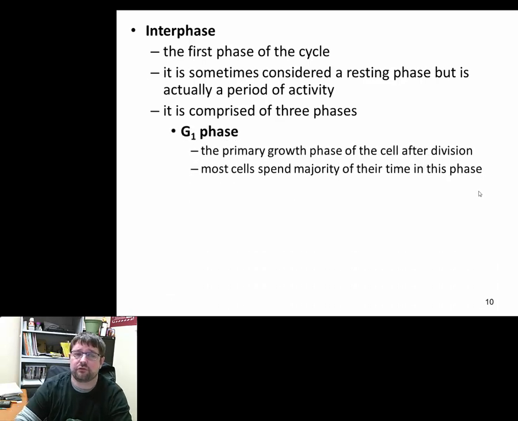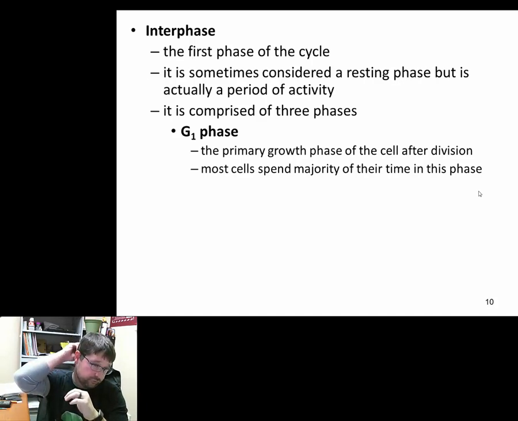So let's look at these three phases that make up interphase. The G1 phase is the primary growth phase, and this is also the phase at which normal cell activity is occurring. So if we're talking about muscle cells that are established, they're not reproducing, they're just doing what muscle cells do: stretch, retract, these kinds of things. G1 phase.